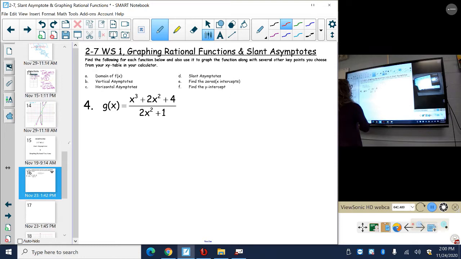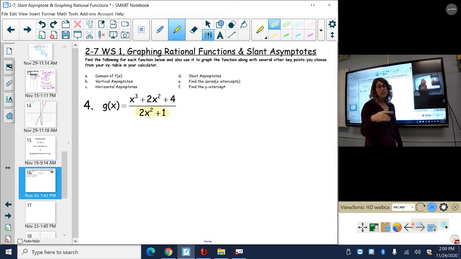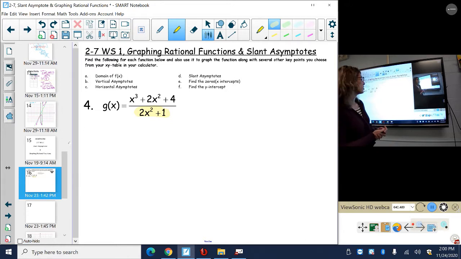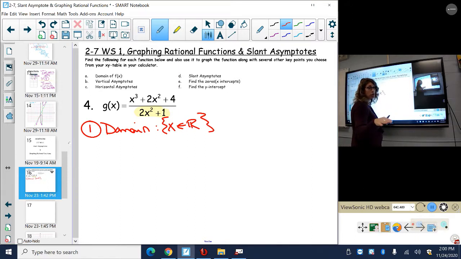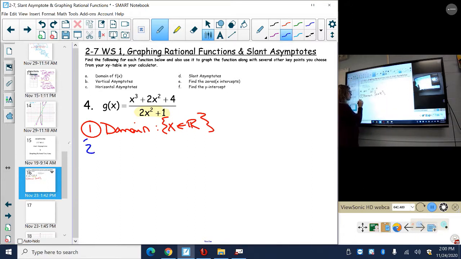So here we go. Very first thing we're going to do is see if we can factor this thing. This is an x cubed plus 2x squared plus 4. This is a 2x squared plus 1. This down here, it's a plus 1. If I subtract 1 and divide by 2 and then take the square root, it puts me in the imaginary number system. So I know I can't factor this, which means my domain is x is an element of the reals. I have no domain restrictions, which means number 2 is my vertical asymptotes.